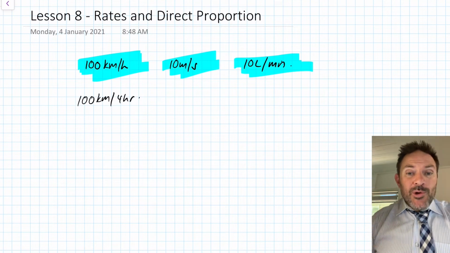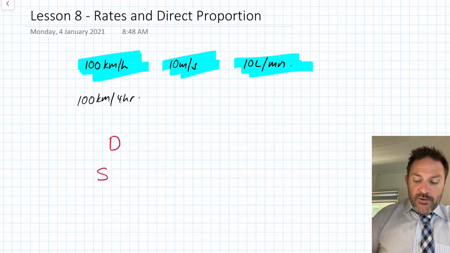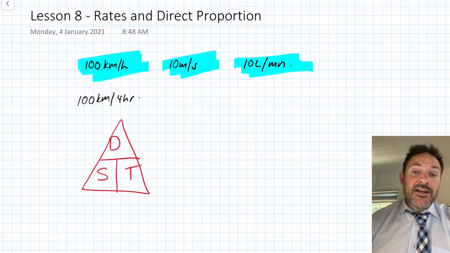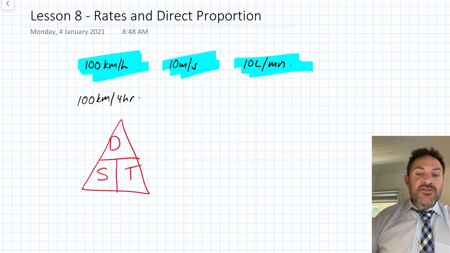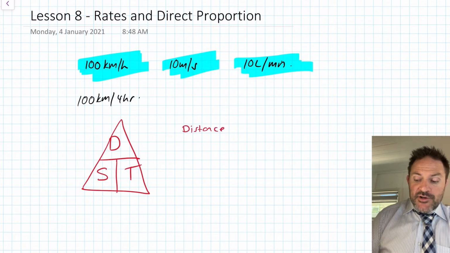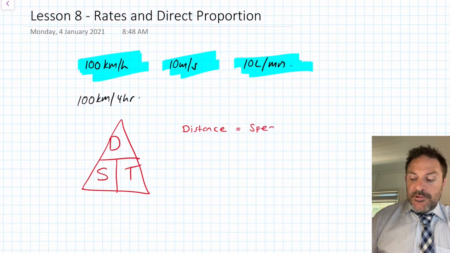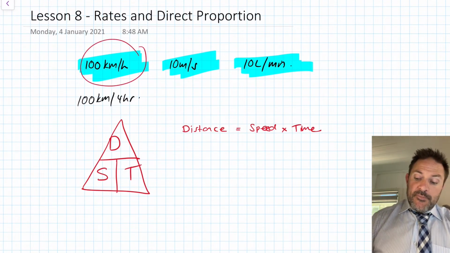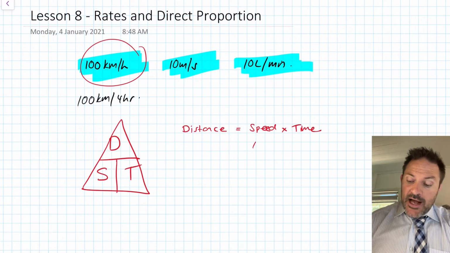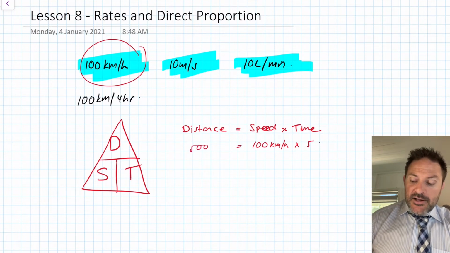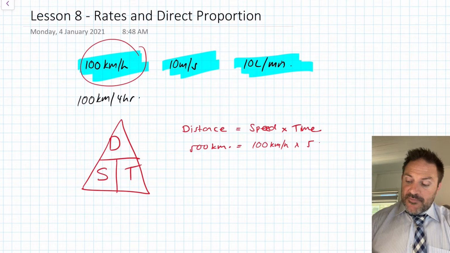Now, the main one that we're looking at today will, of course, be what we refer to as the DST triangle. And I hope that you remember this from science in year 8 or year 7 or even mathematics. Now, this is called the distance, speed, time triangle. That means if I want to find out how far I travel, the distance, we simply need to multiply the speed and the time together. So for example, we said how far would we travel in 5 hours for that first bit? We'd say, okay, I'm doing 100 kilometers per hour. For 5 hours, that gives me 500 kilometers. And it's really easy to work out, okay?